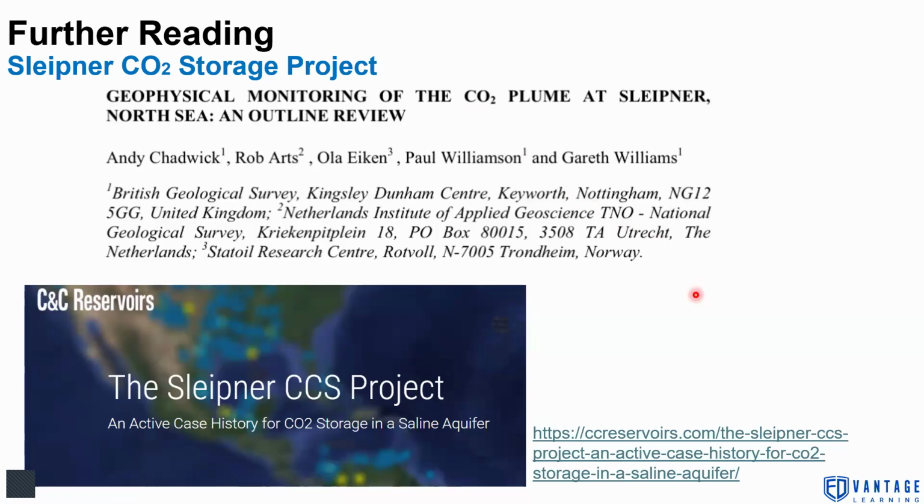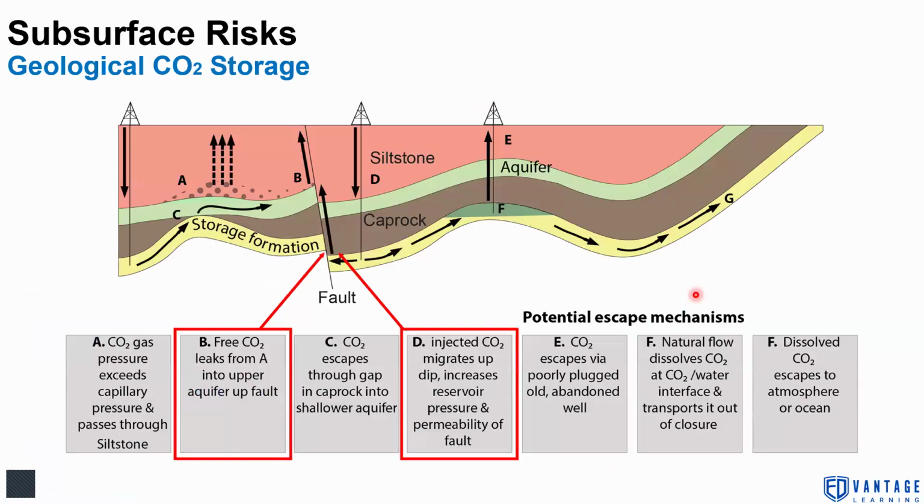And of course, this project supports that we need to always go for 4D seismic. So to summarize, what are the subsurface risks in geological storage? CO2 gas pressure exceeds capillary pressure and may pass through the cap rock, like shale, right? Since we are injecting CO2, buoyantly it will migrate up and form a plume. And of course, free CO2 leaks from A into the upper aquifer through the fault.